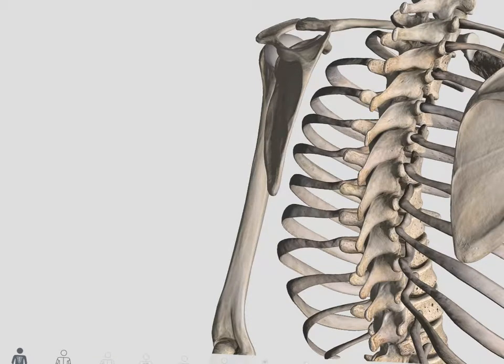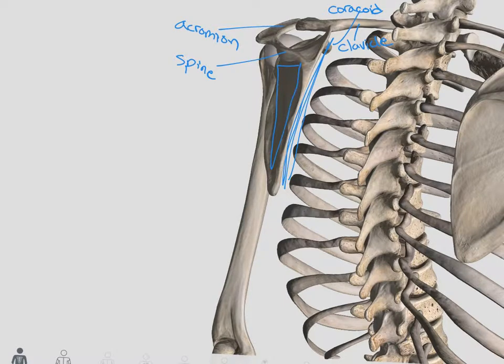Looking from the posterior medial side, here again we have that subscapular fossa. Again, that's where the anterior side of the scapula articulates with the posterior side of the rib cage. We have the spine. We have the acromion process. We have the coracoid process. We have the clavicle. Okay, and then again on the posterior side, everything below the spine is our infraspinous fossa. And then on the top, we have our supraspinous fossa.